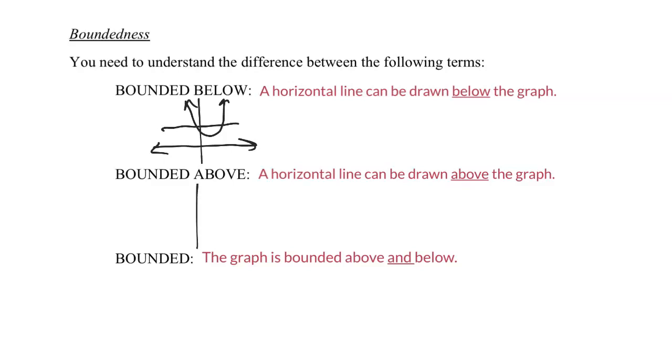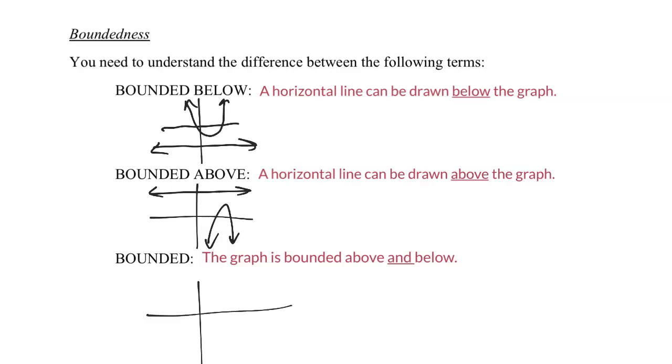Bounded above is just the opposite. So for example, if I had an upside down parabola that looked like this, the function is bounded above because I can draw a horizontal line that is above the graph, and the graph does not go any higher than that horizontal line. And then bounded is just a combination word that means both bounded above and bounded below.